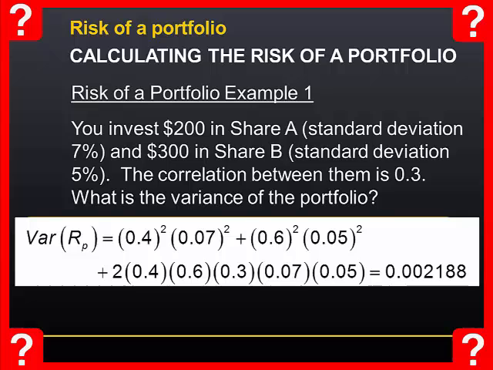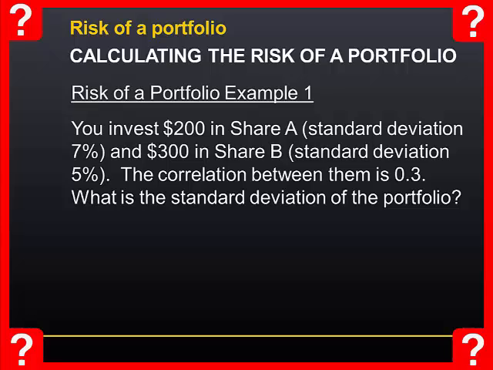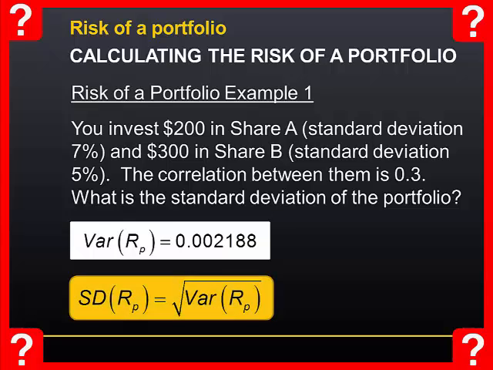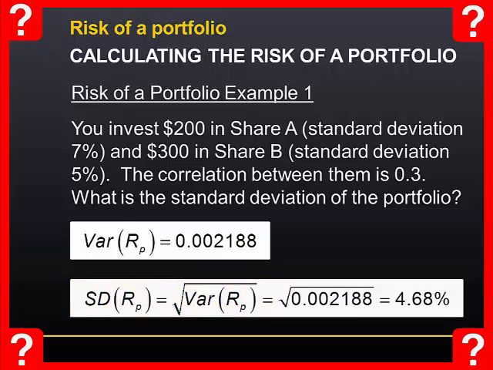That gives us an answer of 0.002188. What is the standard deviation of this portfolio? We know that the variance is 0.002188, and the standard deviation is just the square root of the variance. The answer is 4.68%.